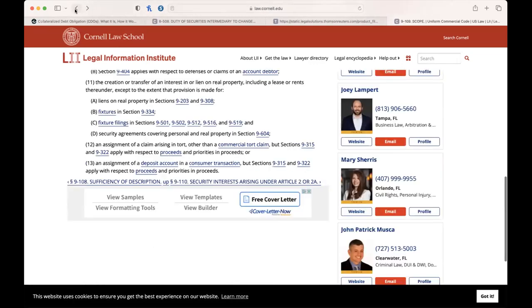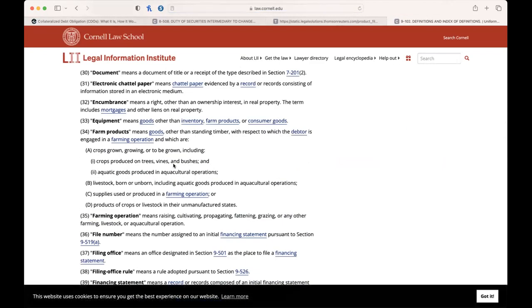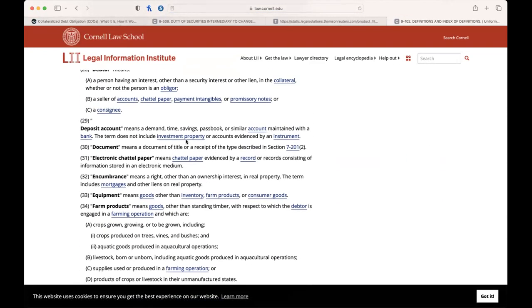Yeah, I read that one, but I did see one that I didn't read. Deposit account. So a deposit account means a demand, a time, a savings, passbook, or similar account maintained with a bank. The term does not include investment property or accounts evidenced by instrument.